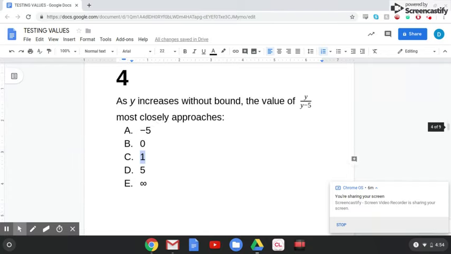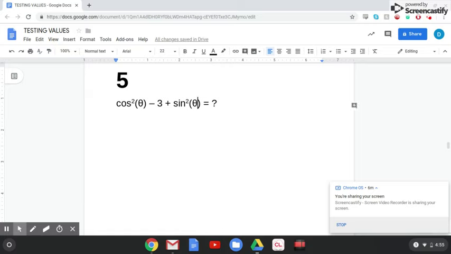Number 5, cosine squared theta minus 3 plus sine squared theta equals question mark. So we got theta here, which we could pick a number for. So let's just say that theta is equal to 2. And now when we plug that into our calculator, you'll hit cosine. And now you're going to put it in your calculator a little different than it reads right here, because in your calculator, you can't actually put the squared right there. So you have to do it like this, cosine 2, and then put the squared right there. So it'll look like this when you plug it into your calculator.